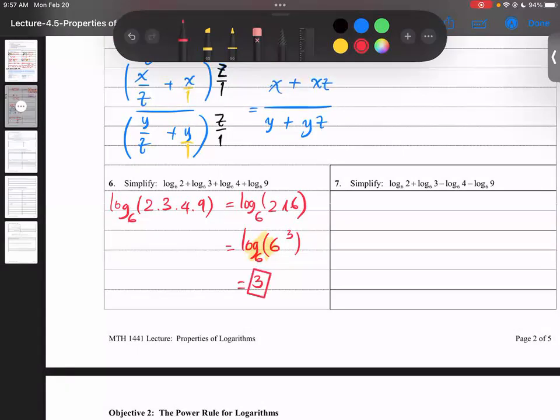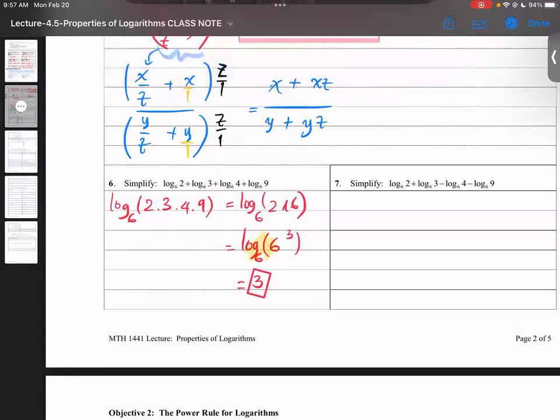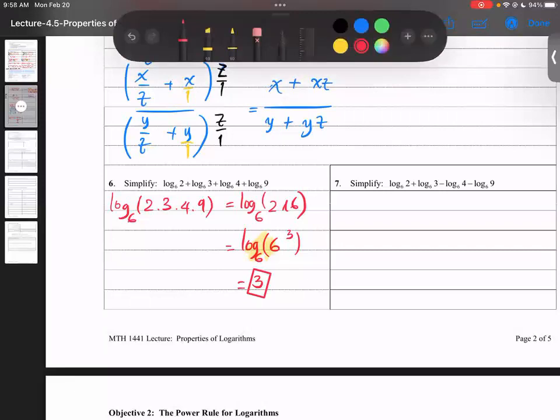Anybody done number 7 yet? This one we have to apply two rules at the same time. So log base 6 of 2, I can multiply the 2 with the 3, right? Then sum them, and then subtract. I'm going to factor out the -1 for the second group, the 2 guys. So it becomes log base 6 of 4 plus log base 6 of 9.